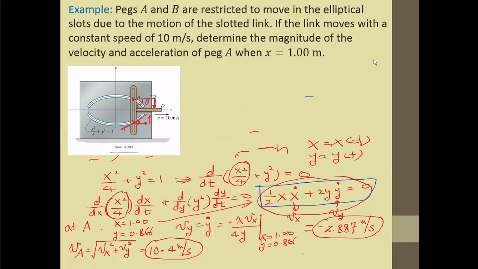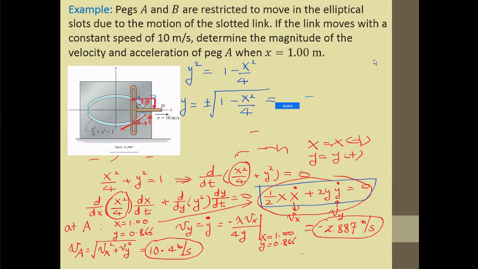One more tip. Of course, you can solve for y. So x squared divided by 4 plus y squared equals 1. Then y squared equals 1 minus x squared over 4. Then y equals plus or minus the square root of 1 minus x squared over 4.